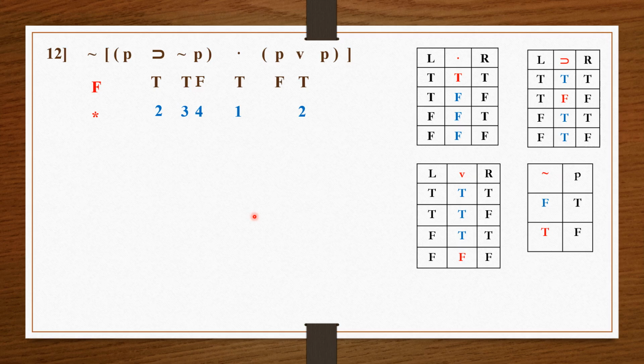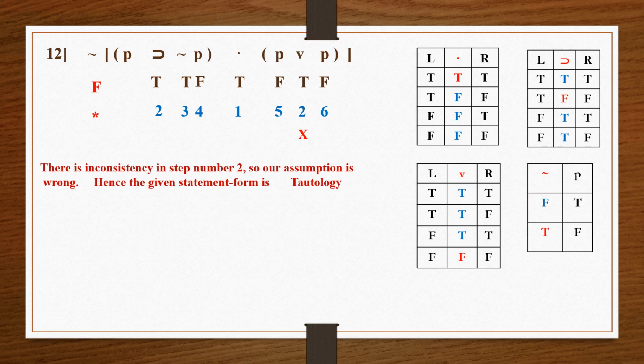Because there are 3 possibilities here also, P's value will be, this is 5, 6. Now you will write another P's value there, false. There is inconsistency here itself. If you want to replace the value, you can, or you keep it as it is. Since you have got inconsistency already, when both the sides are false, then wedge has to be false. So inconsistency is marked with a cross, and our assumption is wrong. It's not F, but it is T. So the given statement form is a tautology.